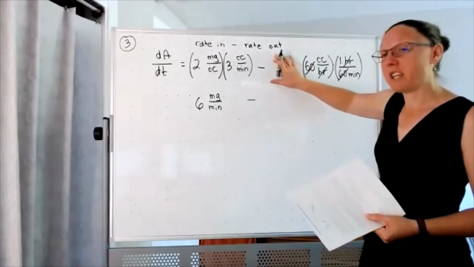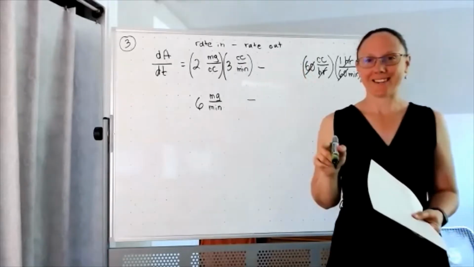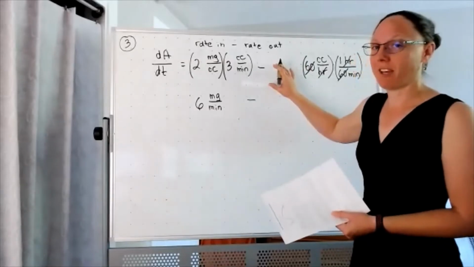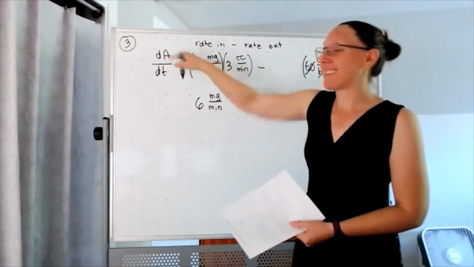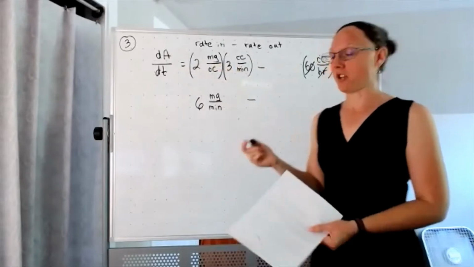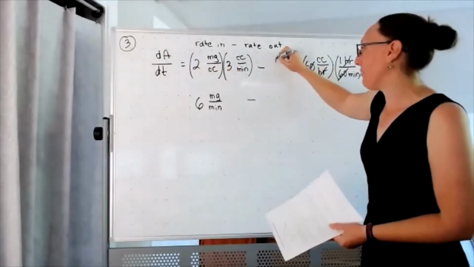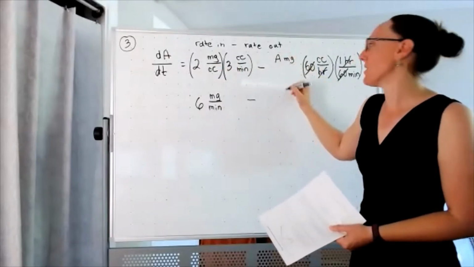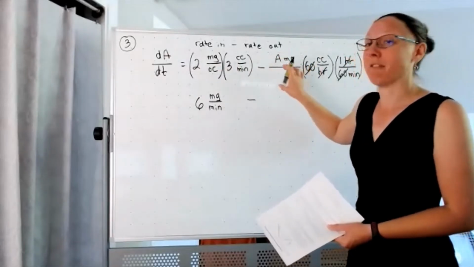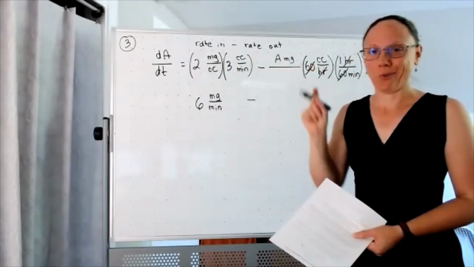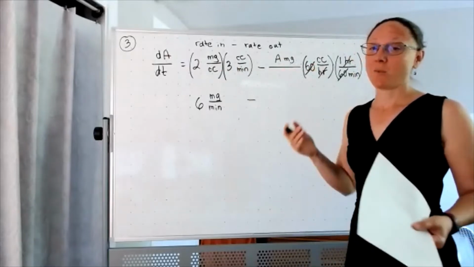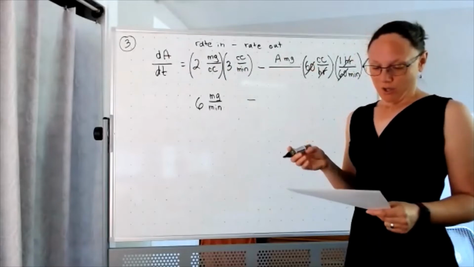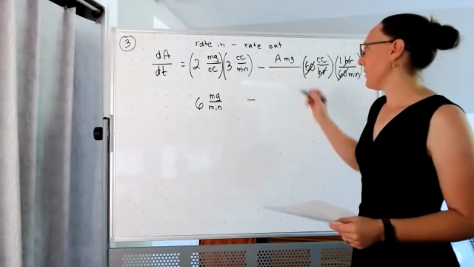Now the concentration of what's leaving, that's the fun part. Well, the concentration of what's leaving, I know that A is the amount of drug in the patient. So I've got A milligrams of the drug in the patient. The question is, what's the volume? Now there's the fun part. So we said that the volume of the affected systems was 1,000 cc's.